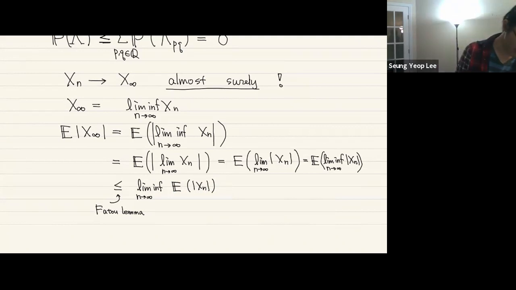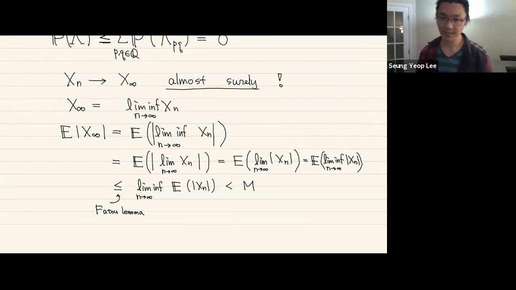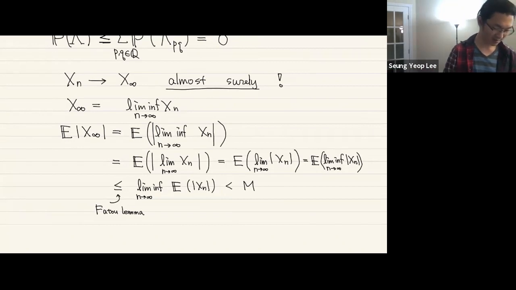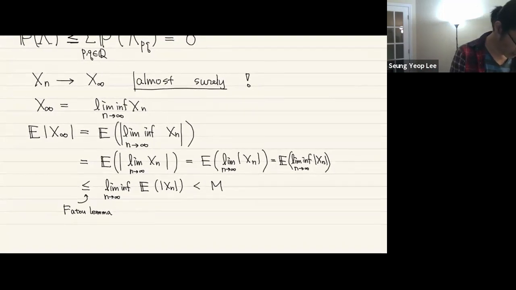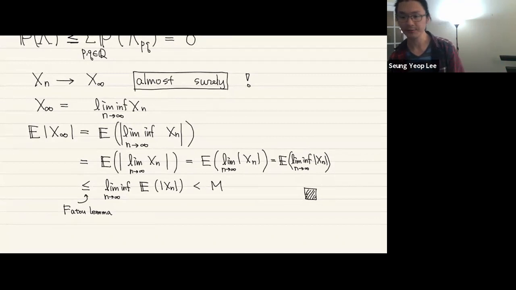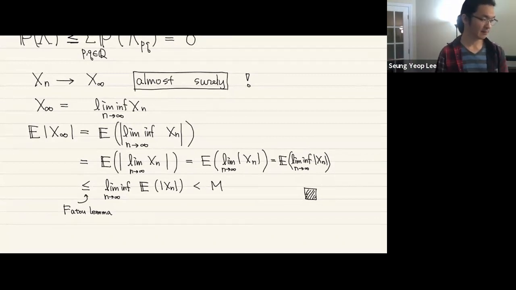Of course, lim inf is less than the limit, but anyway, we use that the expectation of xn is bounded by a certain large number m for any n. Therefore, lim inf should also be bounded, and that gives the proof. So we showed that the almost sure limit exists, and the limit is also integrable. So that's the martingale convergence theorem. Okay, so we reached the goal.